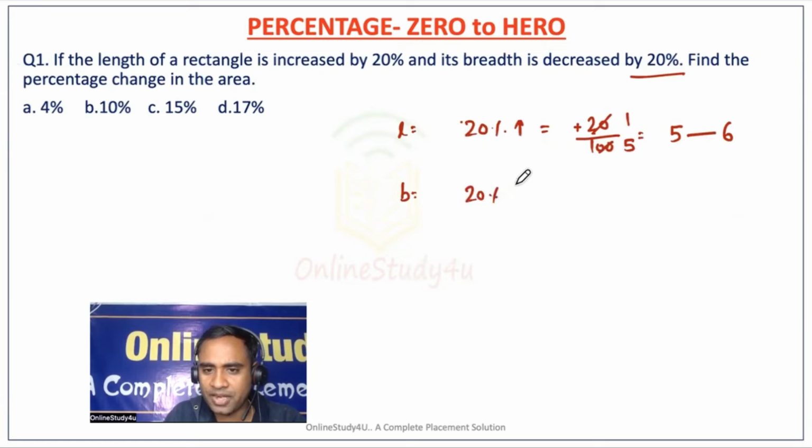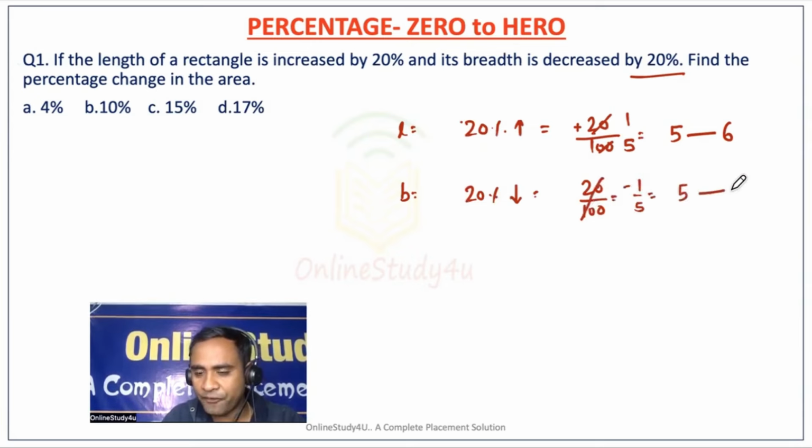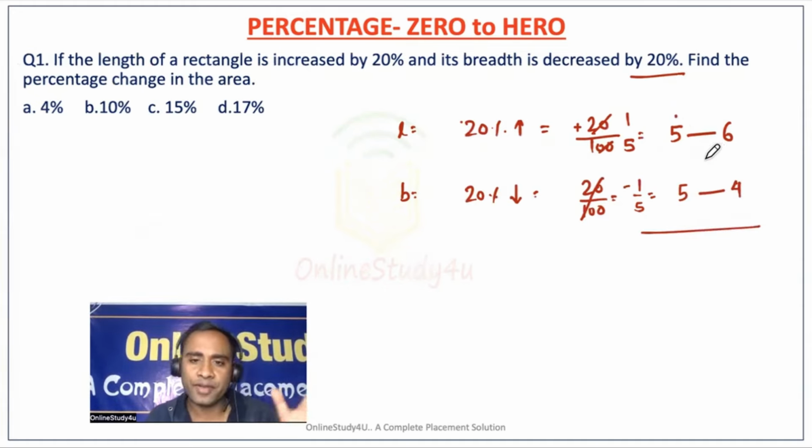So 20% decrement means 20 by 100, so it will be 1 by 5. Decrement means from 5, if we subtract 1, that means 4. So from 5 it became 4. Basically, your length was 5 and with an increment of 20% it became 6. Here your breadth is 5 and a 20% decrement means it became 4. Now multiply: 5 into 5 is 25 and 6 into 4 is 24.